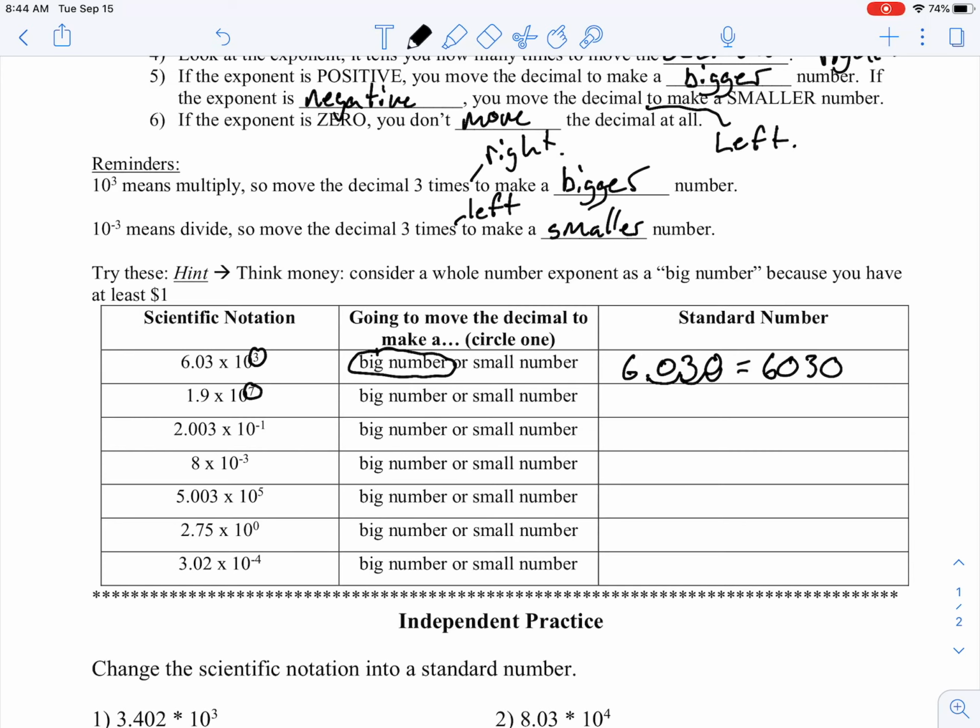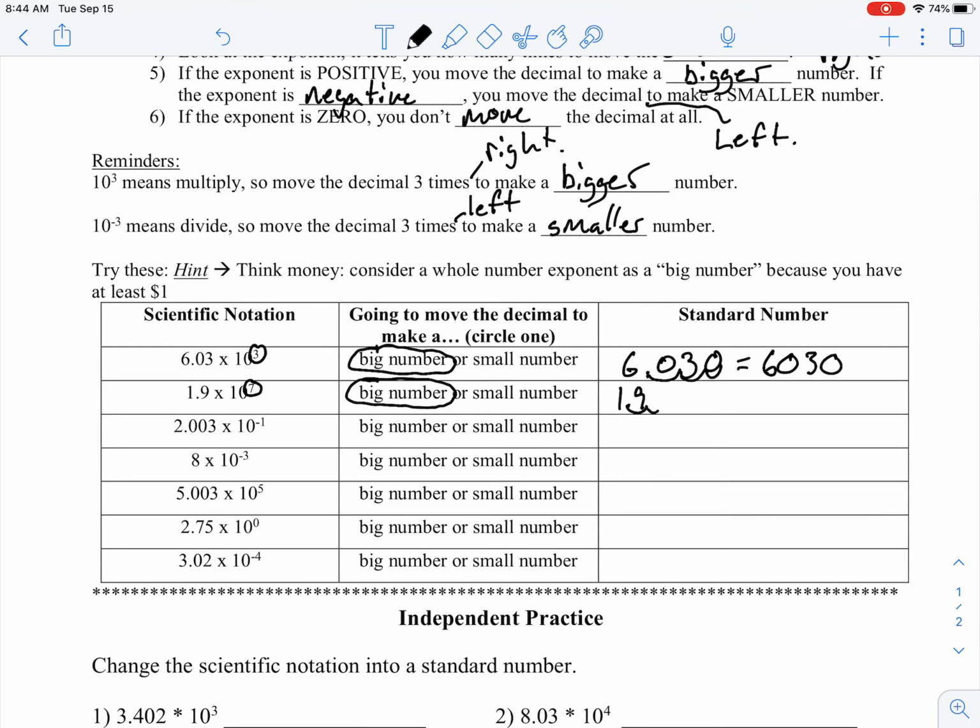Once again, take a look at our exponent. It is a positive exponent, so we are going to be making a bigger number than we start with. So we'll go 1.9. We're moving our decimal place 7 times. So 1, 2, 3, 4, 5, 6, 7. And add in our zeros there to take our placeholder. So this is going to be 19 million.